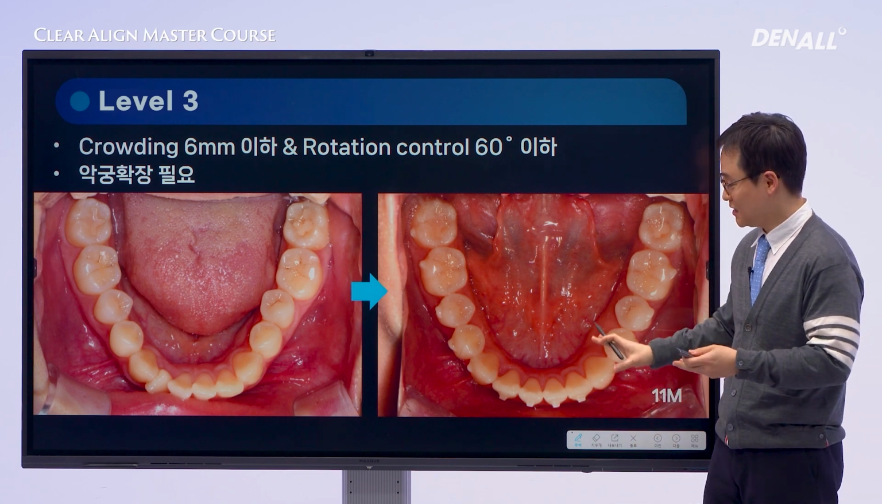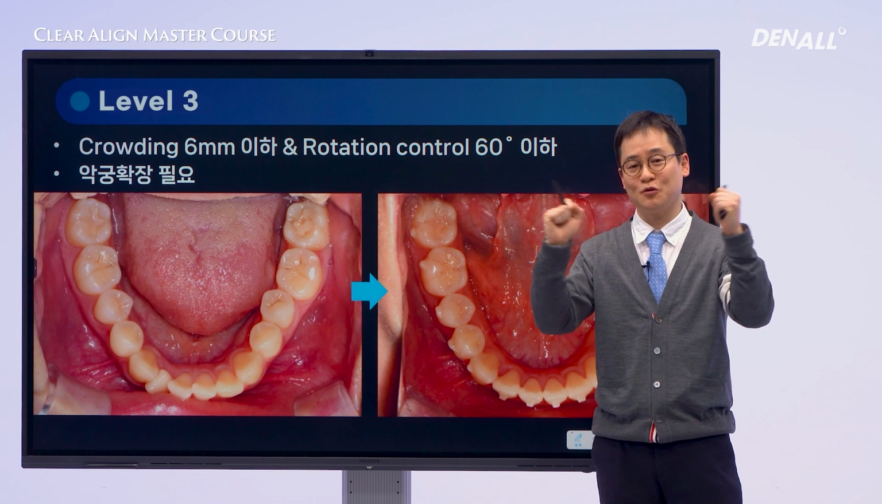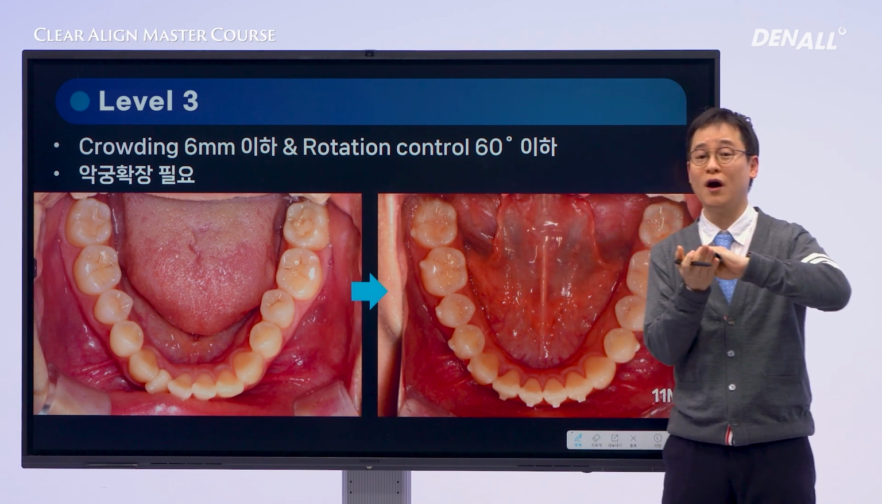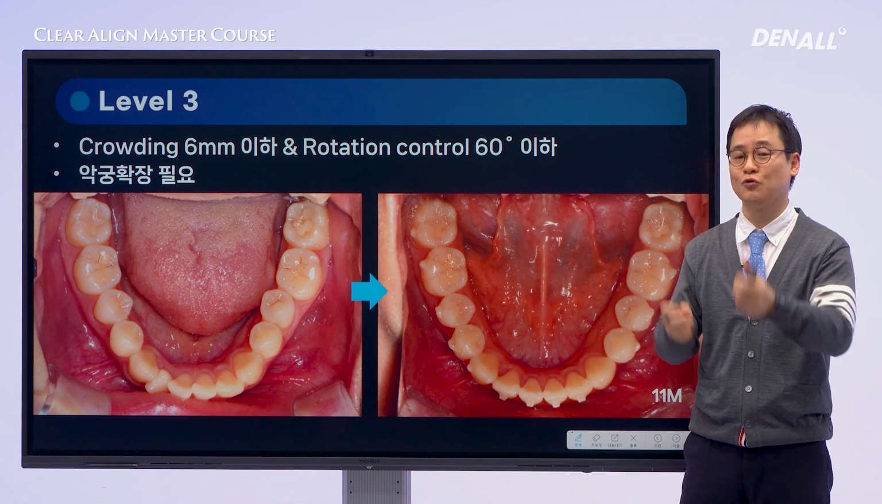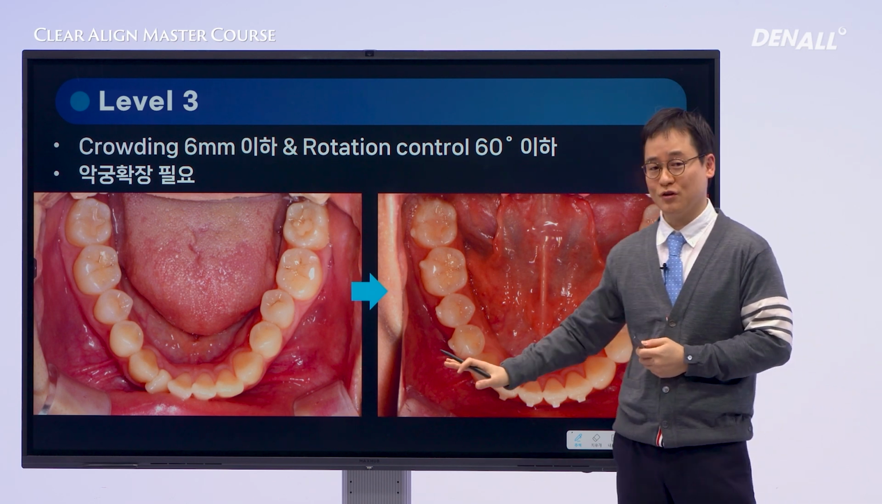Finally, there are cases where arch expansion is used to create space, in combination with IPR. However, when expansion is involved, it can lead to changes in posterior occlusion. So we often find ourselves facing challenges when addressing those occlusal changes.